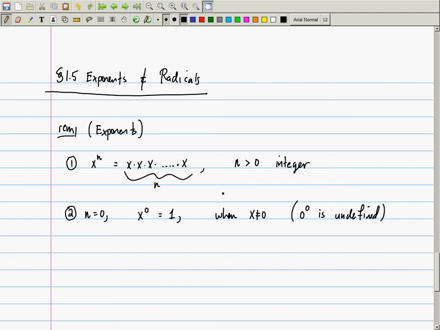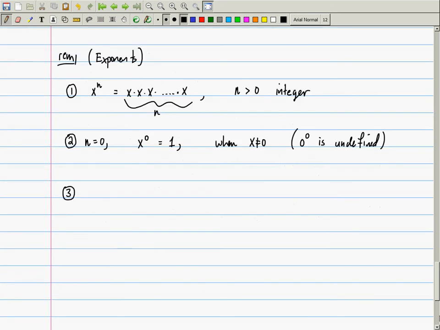Okay, now we have something weird. We said we have x to the n, where n is a positive integer, like x to the 3 is interpreted to mean x times x times x. And x to the 0 is 1, except when x is 0. So like 10 to the 0 is 1. Negative 5 to the 0 is 1. 100 million, billion, trillion, blah, blah, blah, to the 0 is 1. Okay, good.